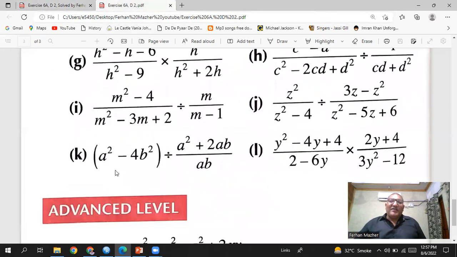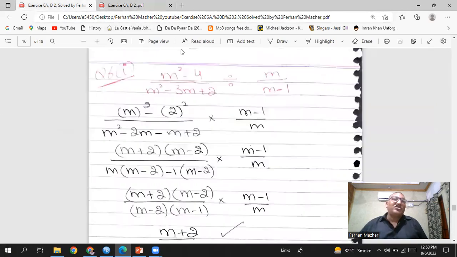Okay, J part. Here we have question number 6, J part. It says z square divided by z square minus 4. These are two perfect squares. This is z square, and 4 can be written as minus 2 square. Then the divide sign, and then we have 3z minus z squared. This can be factorized. I can take the z common. This is z squared minus 5z plus 6. This is a quadratic expression, which can be factorized. I will factorize it with the mid-term breaking. I will convert that divide sign into a multiplication sign, and this fraction will reciprocate.